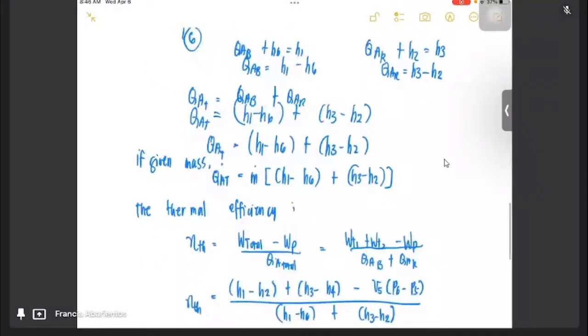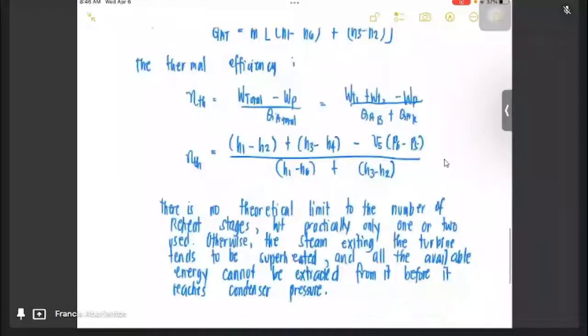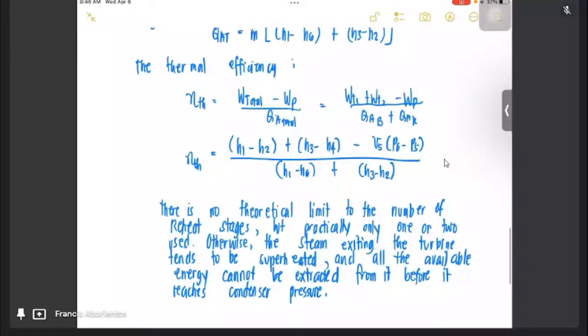equation. And solving for the thermal efficiency, we have now the general equation where it is the total work of the turbine minus work of the pump all over the heat added into the system. So, hindi na lang si boiler, pati si reheater. Okay, as well as yung work ng turbine natin from the first turbine to the second turbine.